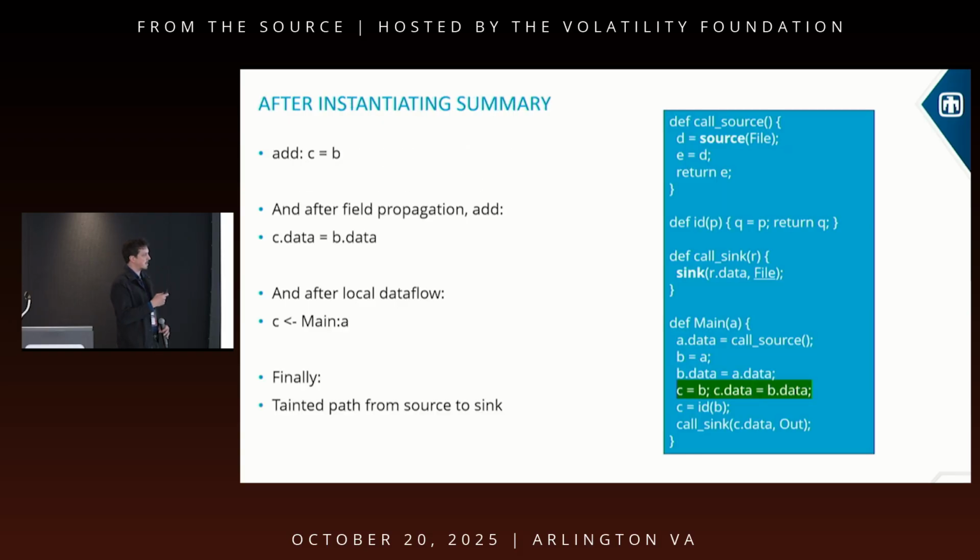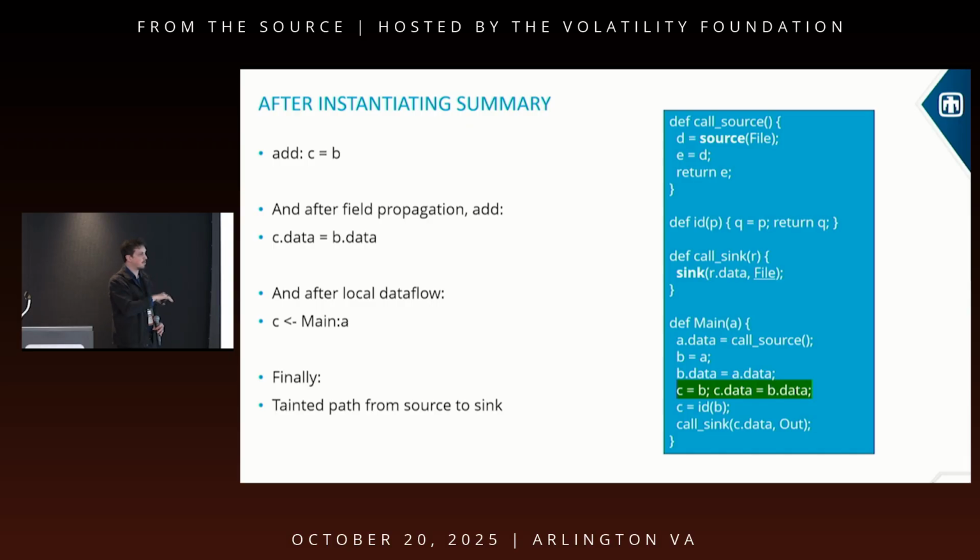Since we figured out that id flows its input to its output, we instantiate that at the call site, and that lets us infer a new assignment, a new data flow at the call site, which lets us know that B flows to B.data flows to C.data. We didn't have that before. Once we've done that, we have enough information to directly follow a path from the source to the sink.